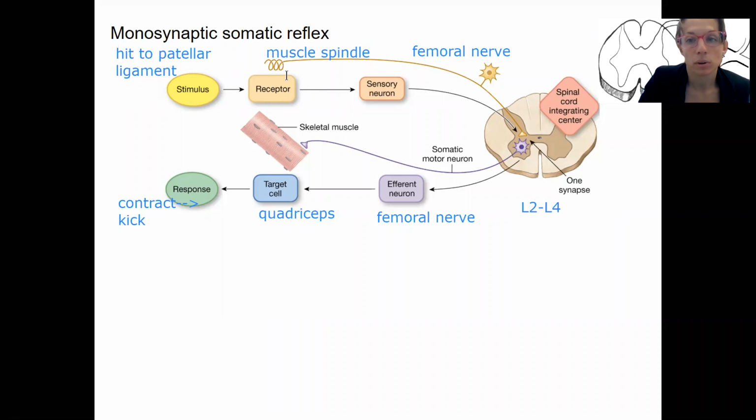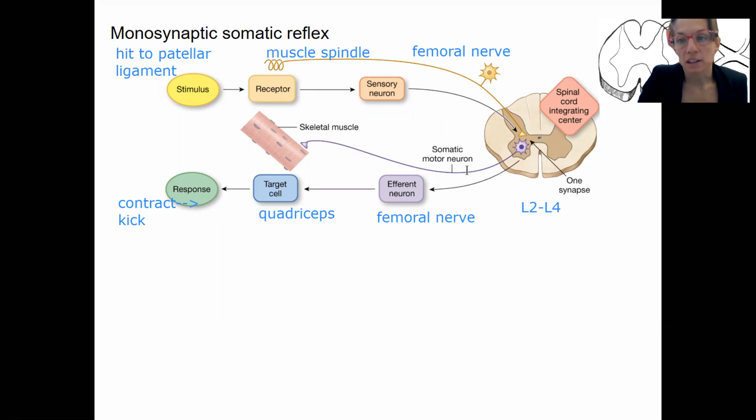So here are those components of the knee-jerk reflex itself. The femoral nerve is both the sensory and the motor neuron. The nerve is composed of multiple axons, multiple neurons. L2 through L4 is the region of the spinal cord involved. The quadriceps is your effector or target, and the response is that it contracts, which then results in that kick.